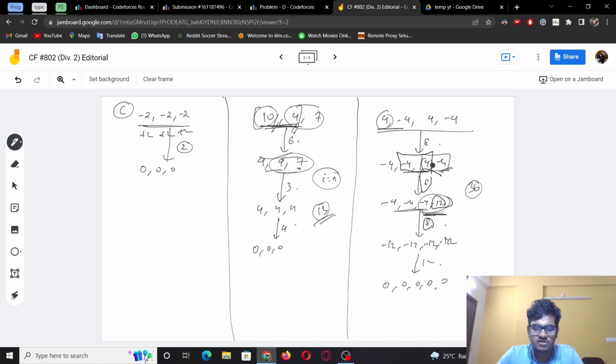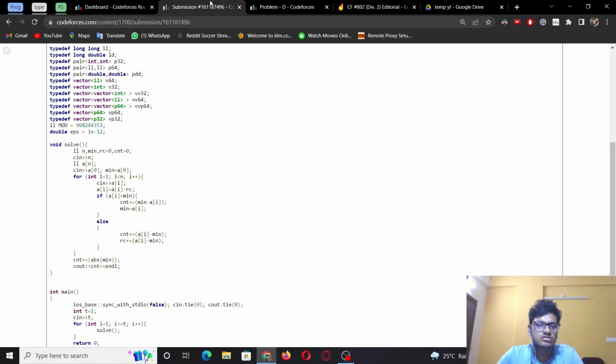So in this case, what we are doing is subtracting from the right side. Like in this case, we have subtracted 8. So the right count gets increased by 8, or the difference between them, and the minimum stays the same, and the count increases by 8. So that's exactly what we have done here. Count increases and RC increases.